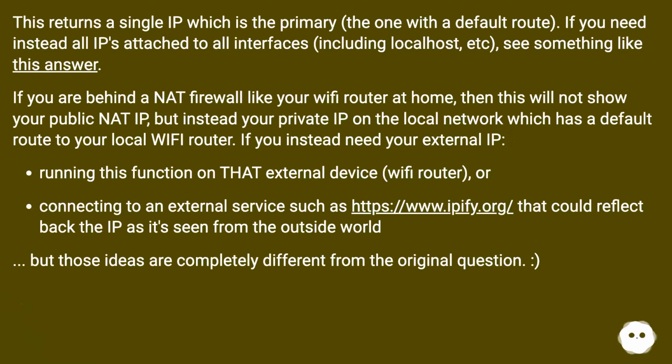This returns a single IP which is the primary, the one with a default route. If you need instead all IPs attached to all interfaces, including localhost, etc., see something like this answer.